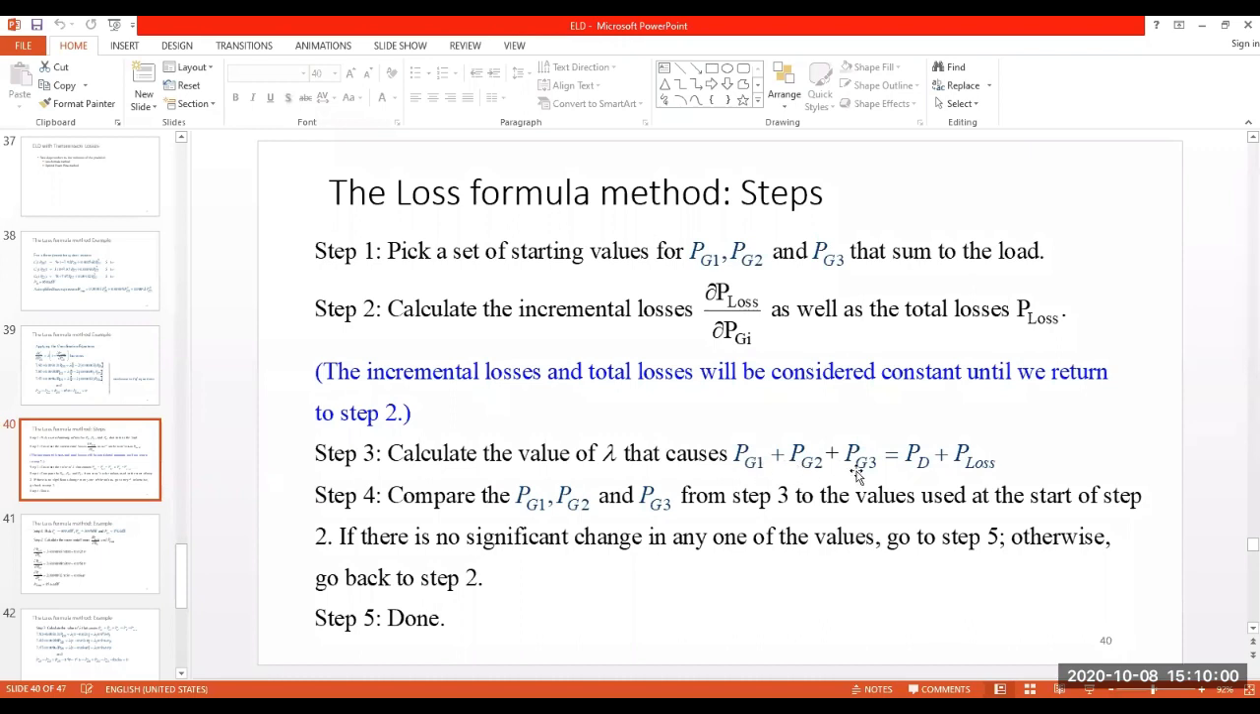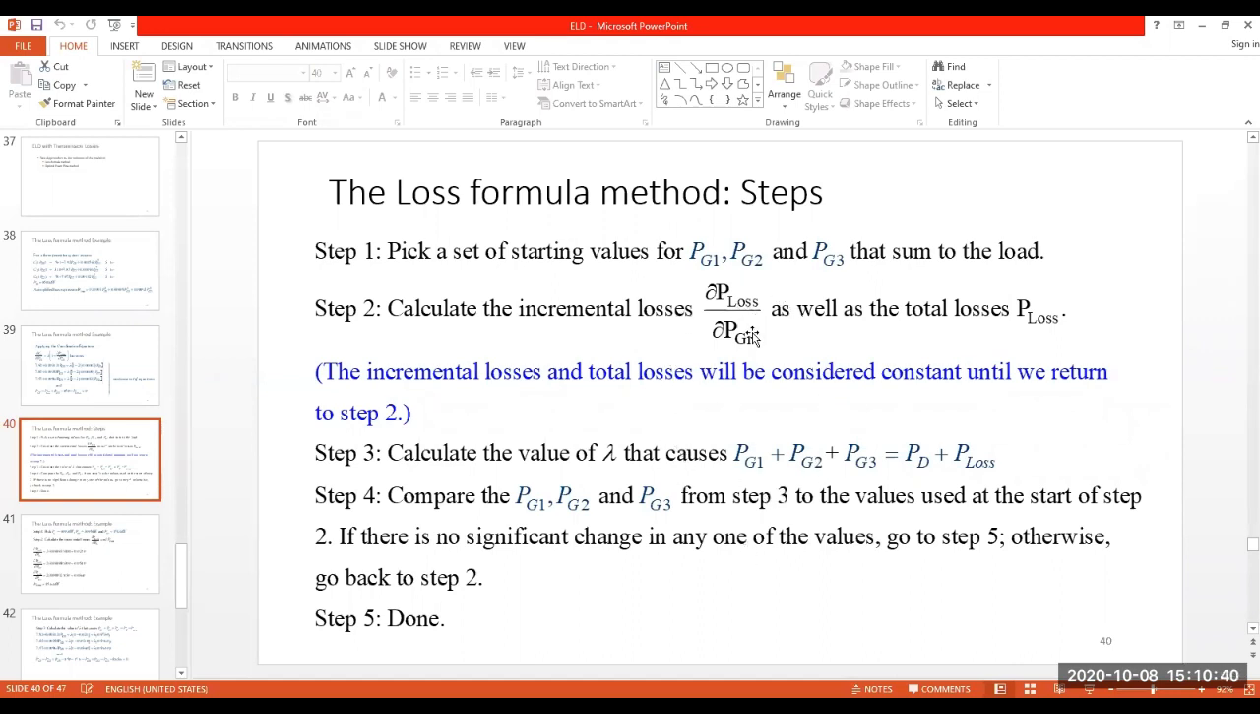So whatever PG values you get at this step 3, you compare with the immediate previous iteration value for PG1, PG2, PG3. The current iteration value will be compared with the immediate past value. If they are very near, if their difference is negligible, then you stop. Otherwise, you go back and calculate again the losses, the incremental losses, and the loop will continue.